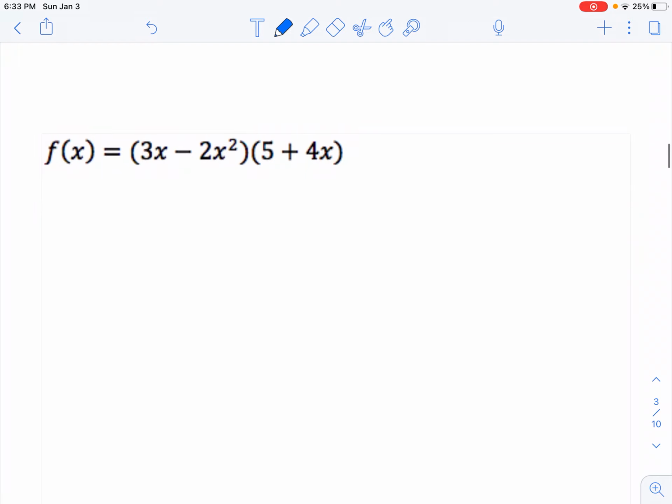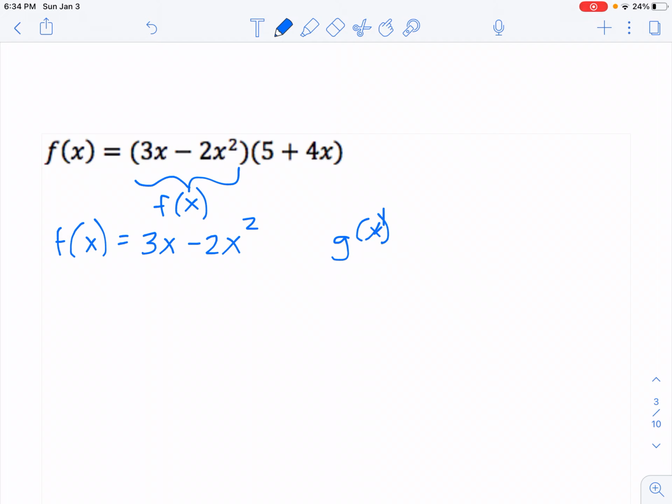So if we call this function f, then we have f of x equals 3x minus 2x squared. And we have g of x is going to equal 5 plus 4x. And we're going to find the derivative of each of these functions separately. And this is going to be 3 minus 4x. And the derivative of g of x is equal to 4.